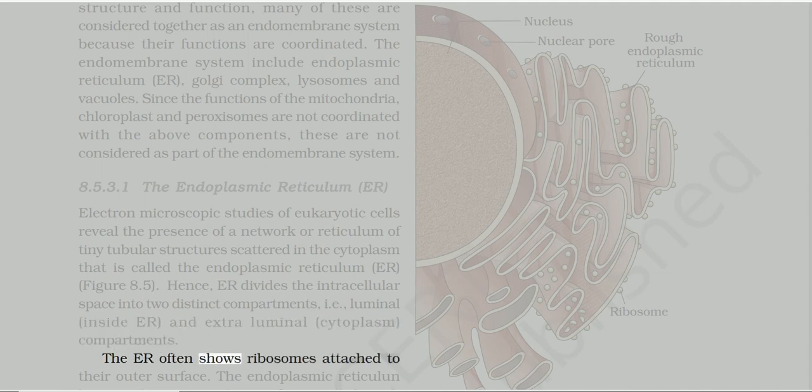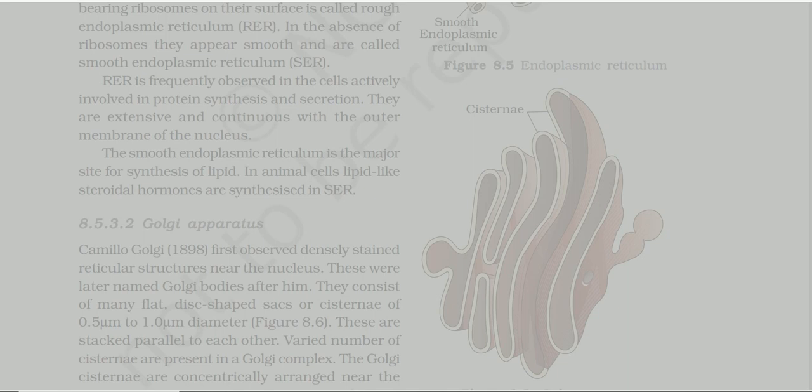The ER often shows ribosomes attached to their outer surface. The endoplasmic reticulum bearing ribosomes on their surface is called rough endoplasmic reticulum, RER. In the absence of ribosomes they appear smooth and are called smooth endoplasmic reticulum, SER. RER is frequently observed in the cells actively involved in protein synthesis and secretion. They are extensive and continuous with the outer membrane of the nucleus. The smooth endoplasmic reticulum is the major site for synthesis of lipid. In animal cells lipid-like steroidal hormones are synthesized in SER.